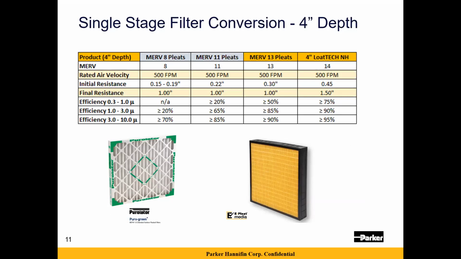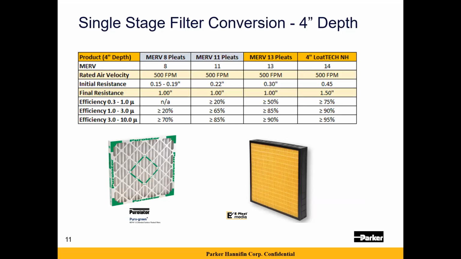Finally, probably the more rare instances that you might run into, you might come across some 4-inch pleats in a single stage. Here, you mainly have two options to go with. That's going to be either a 4-inch Parker Load Tech or a 4-inch MERV 13 pleat as your options. Here in 4-inch, you're typically not going to run into a whole lot of efficiency or resistance issues with the system. They're going to be more able to handle that.